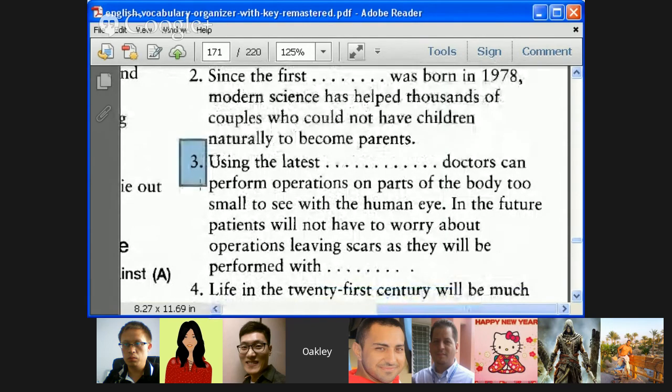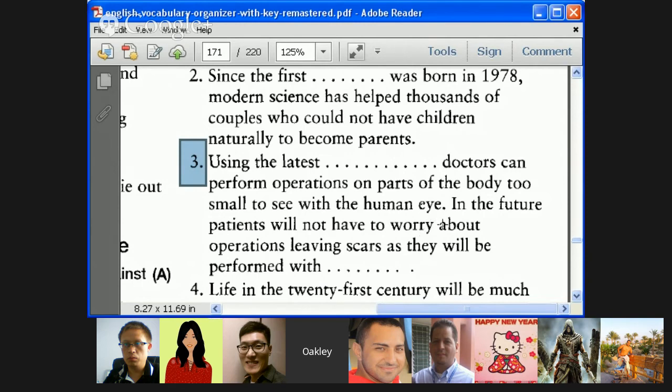Okay. Number 3. Well, Ruben gave up. All right. Xingyu, it's your turn. You read number 3, please. Using the latest robots, doctors can perform operations on parts of the body too small to see with the human eye.